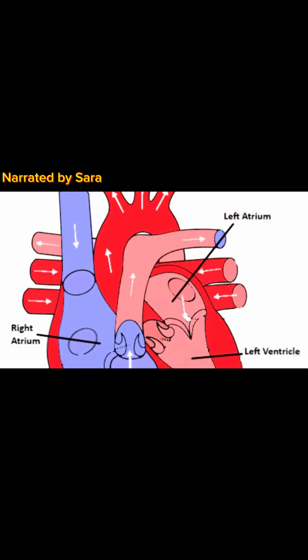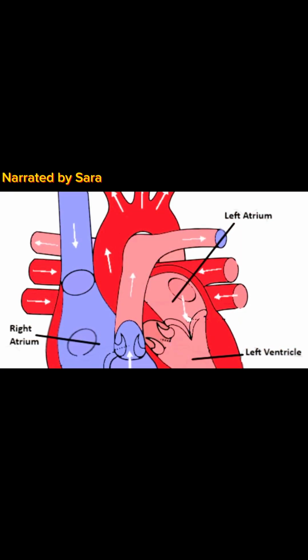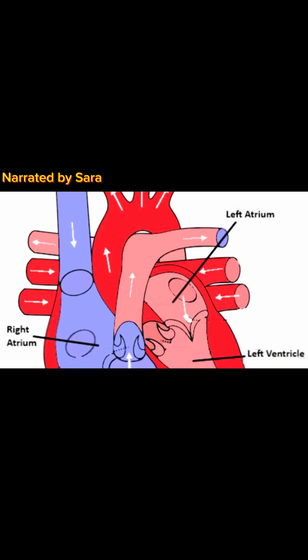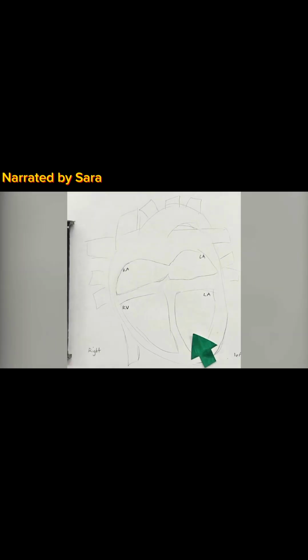Atrial septal defect. An atrial septal defect is a hole in the septum, the wall that separates the heart's two upper chambers. What do you think will happen if the two different bloods mix together?